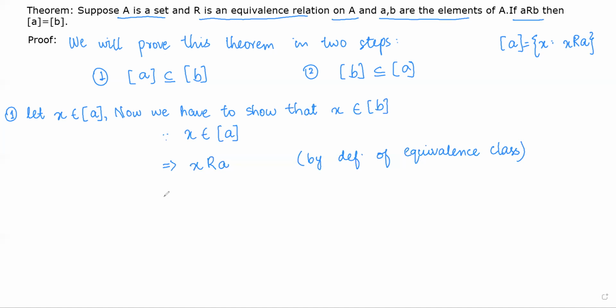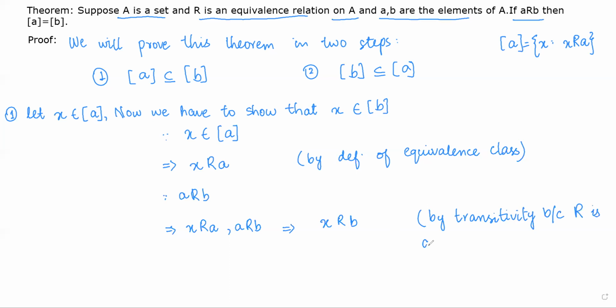Now, we are given that a is related to b. It is given here. Now, x is related to a and a is related to b. Then x is related to b. This is by transitivity, because R is an equivalence relation.